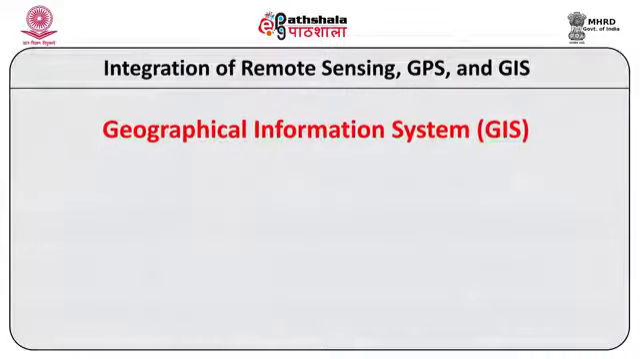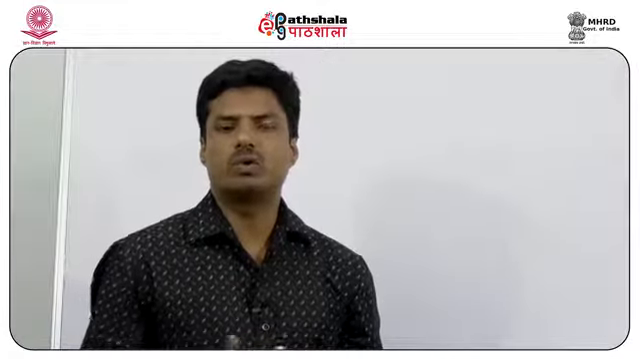The GIS data can be classified into spatial data and attribute data. There are two important data models of GIS.